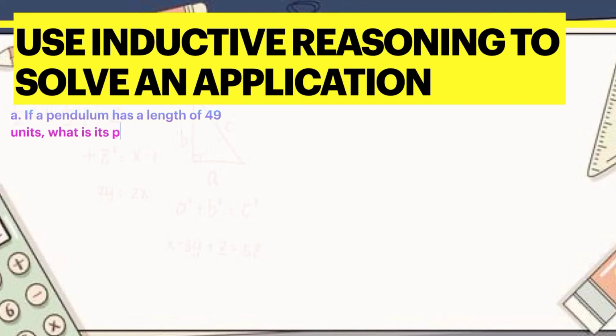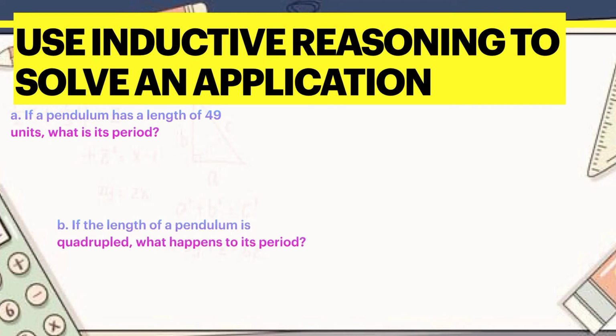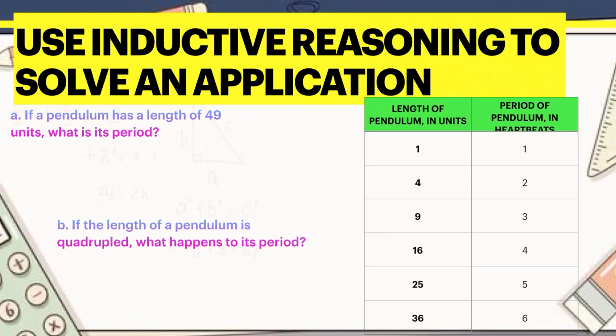Now, the first question is, if a pendulum has a length of 49 units, what is its period? And the second question is, if the length of a pendulum is quadrupled, what happens to its period? So, first of all, we need to look at the table. To focus on question number 1, we need to know the length of 49 units. So, what is its period?